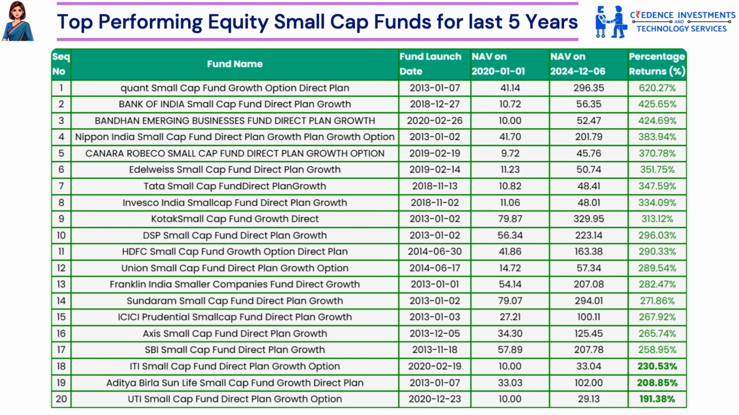Conclusion. 1. Investors seeking aggressive growth may consider Quant, Bandhan, and Bank of India Small Cap Funds. 2. For balanced risk-reward, funds like Nippon, Canara Robeco, and Edelweiss Small Cap could be good options. 3. Moderate performers like ITI and Aditya Birla Sun Life Small Cap still offer solid long-term potential.